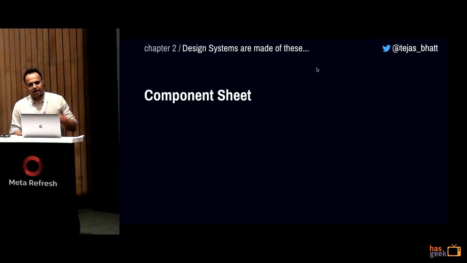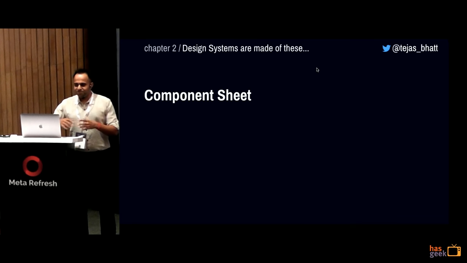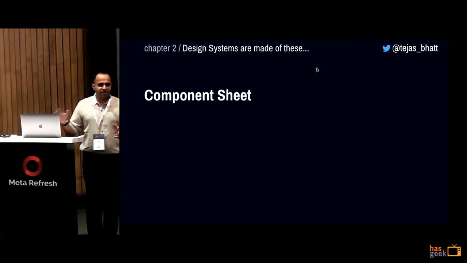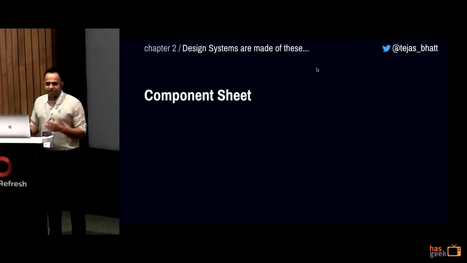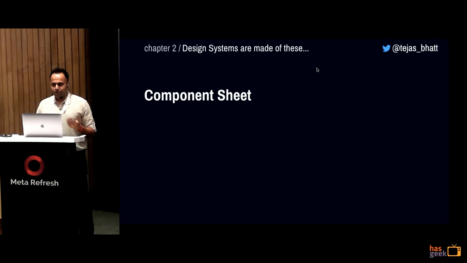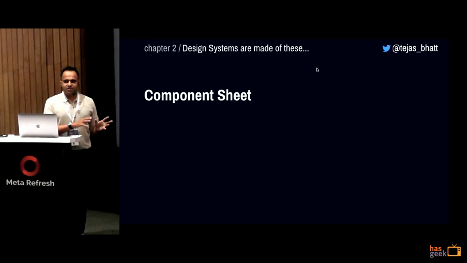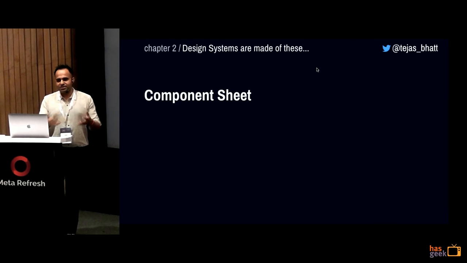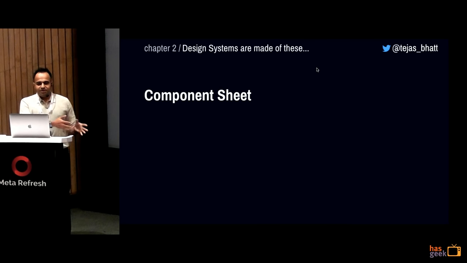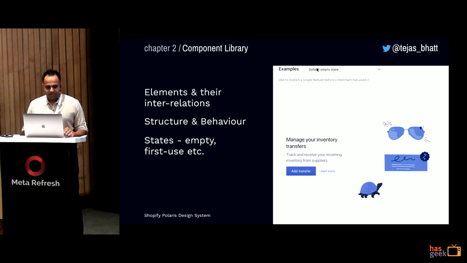Component sheet. I am guessing that a lot of you have used component sheets. So you have a huge component library with different components: drop downs, input fields, navigation. Component sheets are the most popular form of design systems, and a lot of times component libraries are sold as design systems. Because, hey, here's the HTML and CSS of everything. It's a design system. But they are just part of the whole, not the whole itself.